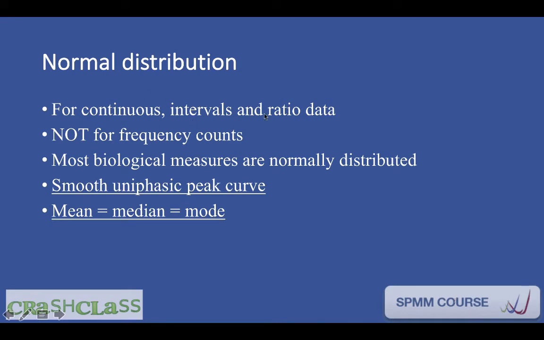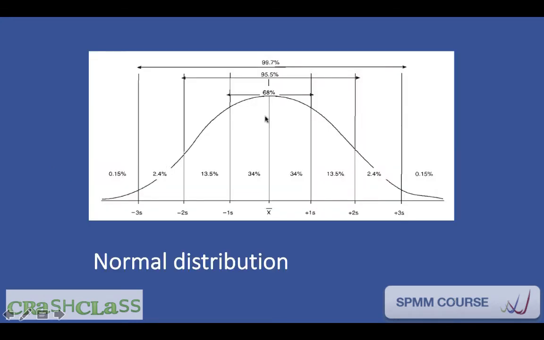All continuous data, both interval and ratio data, will work with normal distribution. Okay, you cannot have normal distribution for qualitative data or frequency count. If you just count the number of people in a group, that will not give you normal distribution. Okay, so a characteristic of a normal distribution curve is a smooth uniphasic curve. This is a smooth curve with only one peak, so it is uniphasic, and the mean value will be the same as the median and the same as the mode for a normal distribution. So the central value here, the line I draw here, x bar is the mean, and the mean will be the same as the median, same as the mode. That's a special property of a normal distribution graph.